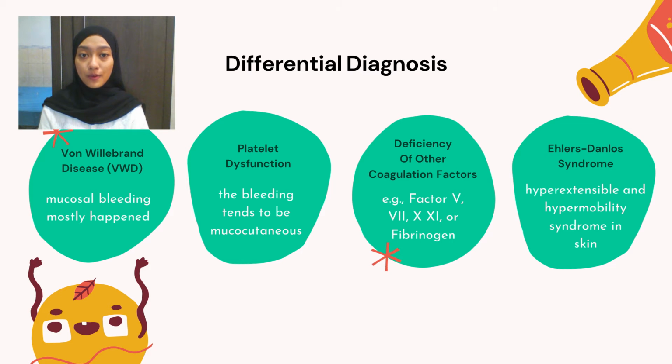Different from the bleeding type in hemophilia, which occurs in the musculoskeletal system, the bleeding in Ehlers-Danlos syndrome is mainly mucosal in origin. There is also hyperextensibility and hypermobility syndrome in the skin.